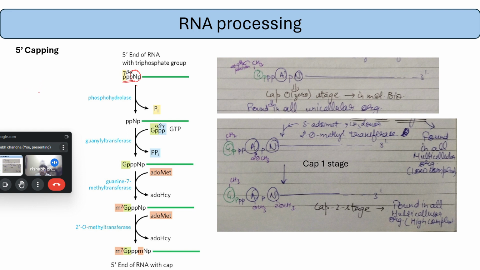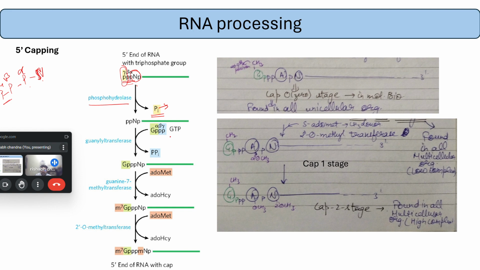So in my previous slides, I have also told you that if this is the sugar and the 5 prime end has three phosphate groups, this will be the alpha because this is nearest to the sugar. Then we have the beta, and then the furthermost is the gamma. Okay, so what happens now? There is a phosphohydrolase that releases this gamma phosphate. So this releases the Pi, that is inorganic phosphate, leaving only the two phosphate groups.